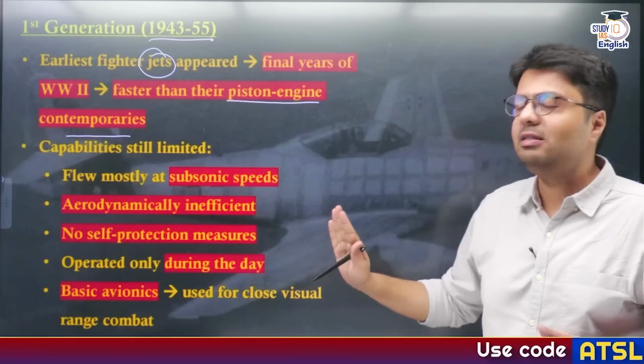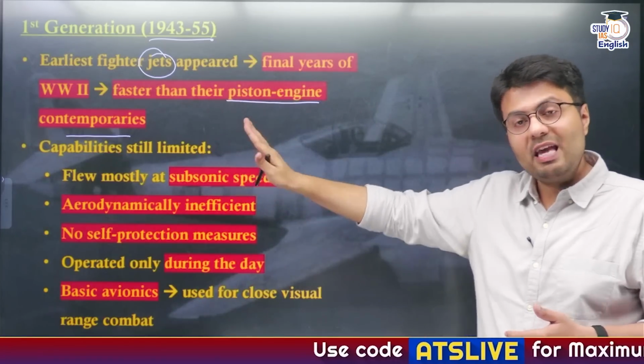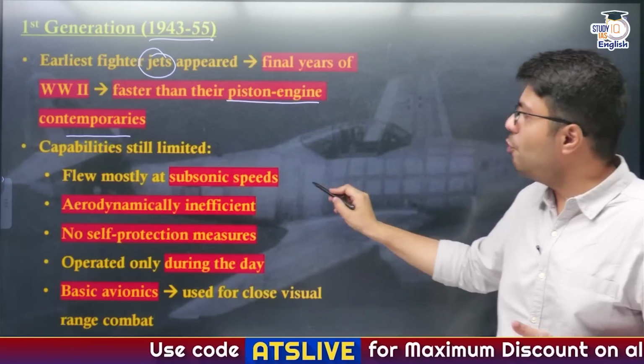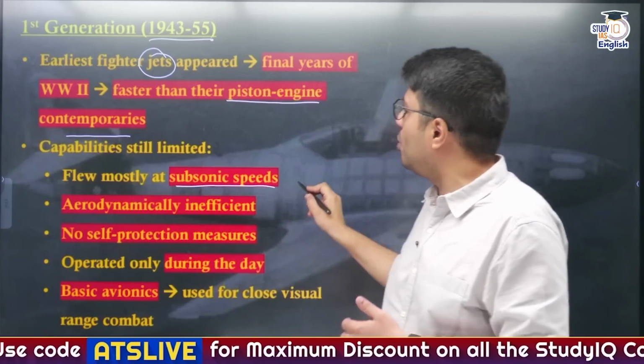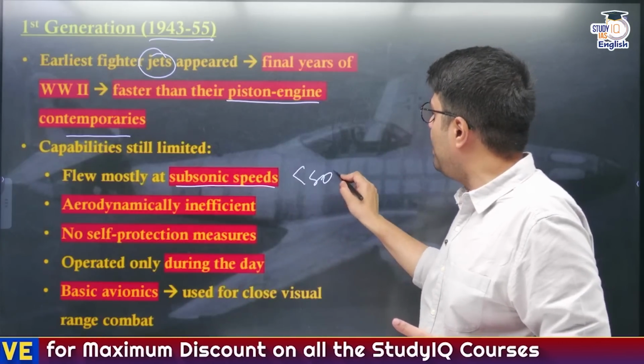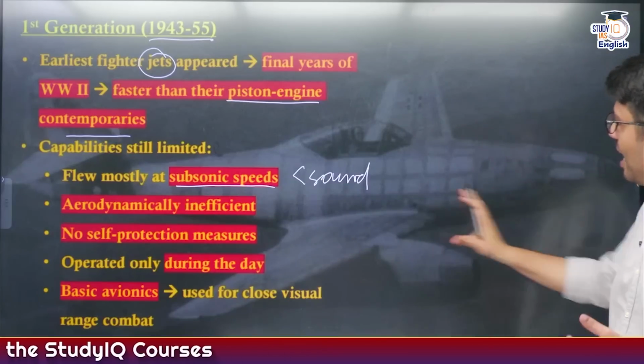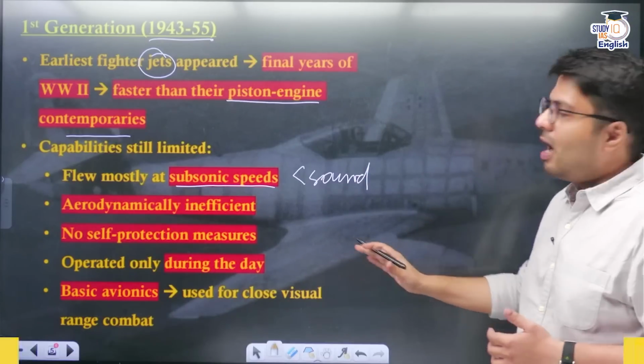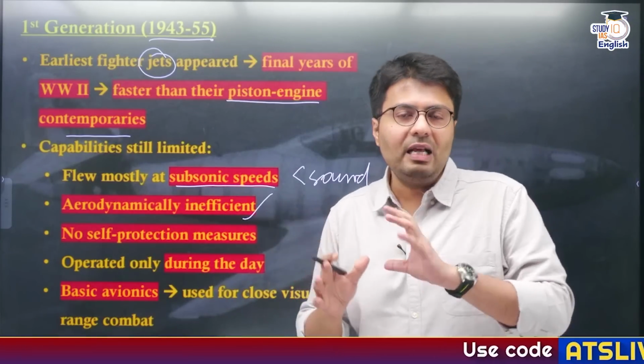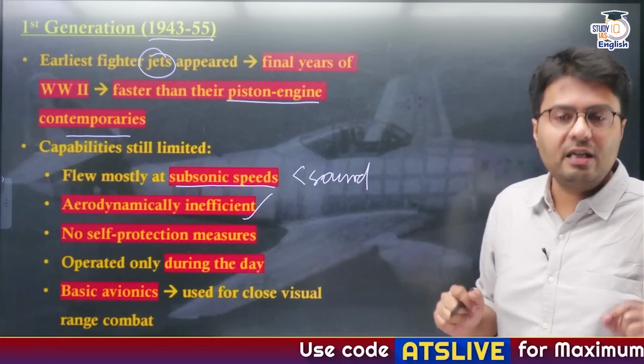But you need to understand that their capabilities even then were still limited. They flew mostly at subsonic speed. Subsonic speed means less than the speed of sound. Similarly, the design of these fighter aircraft, like the one you can see behind me, was mostly aerodynamically inefficient as compared to the latest aircraft.